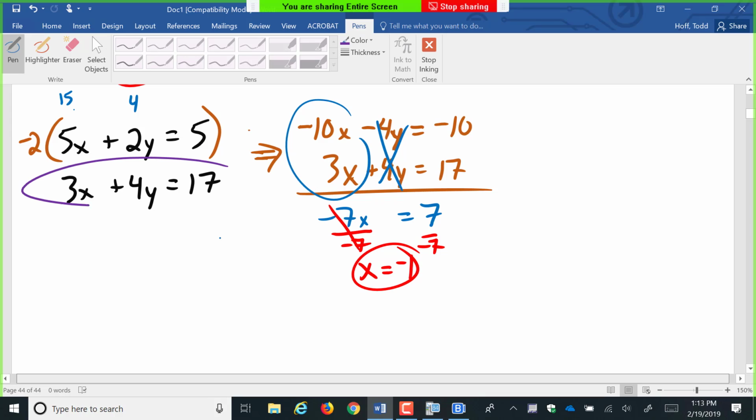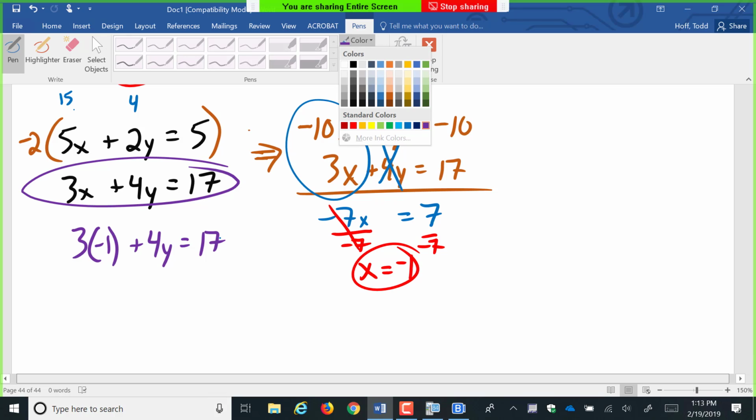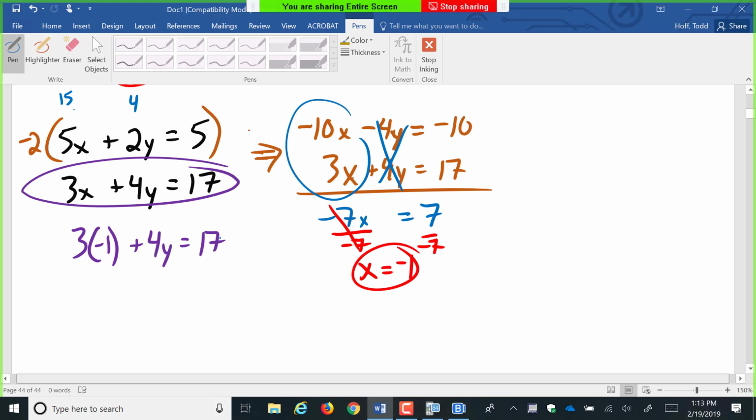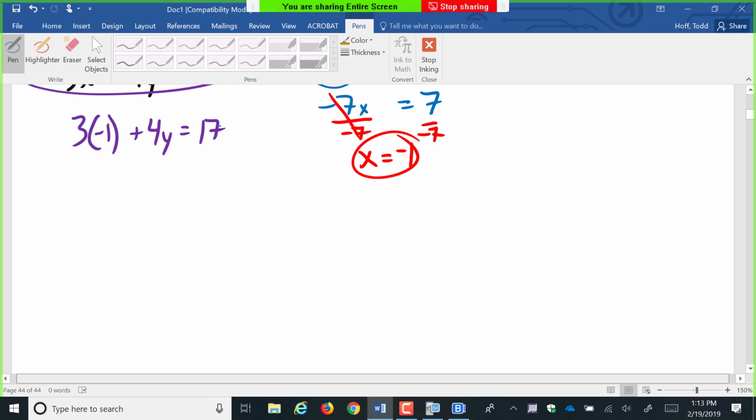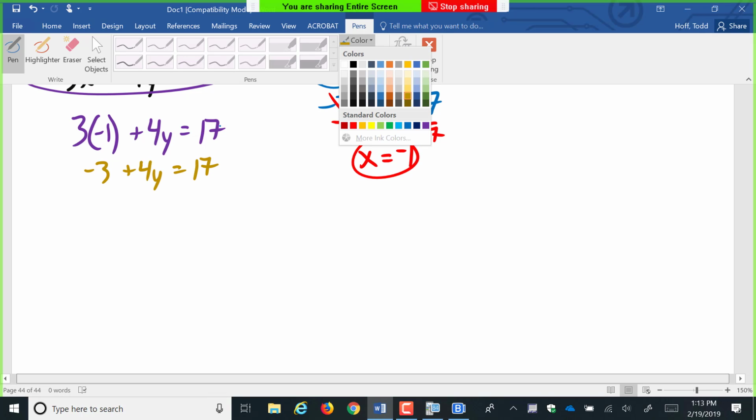Really doesn't matter here, so the bottom one's sitting there nice and empty for us. So let's put -1 in there for x. So 3 times -1 plus 4y equals 17. Well, 3 times -1 is -3. Plus 4y equals 17. What's next?